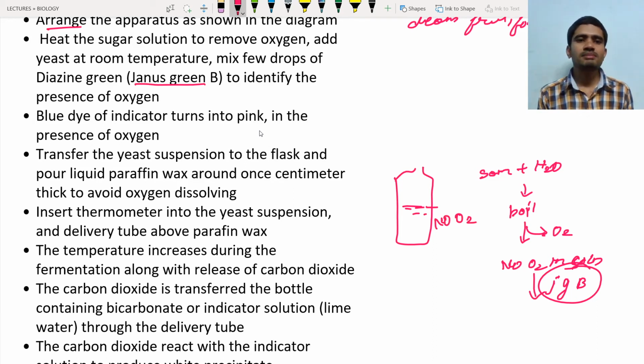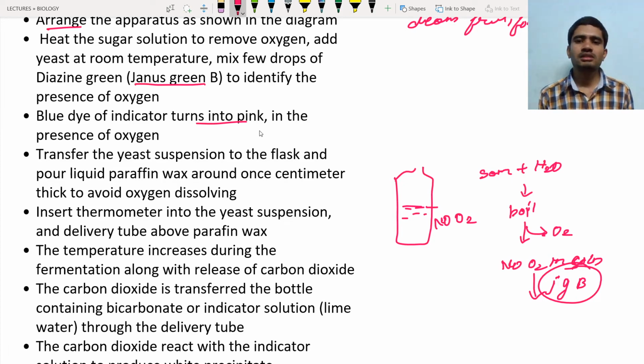So if oxygen is present, what does it show? It will turn into pink. So it is going to turn pink, showing that oxygen is present in the glucose solution. Okay, so we have confirmed that there is no oxygen. Why? Because the solution is blue in color.